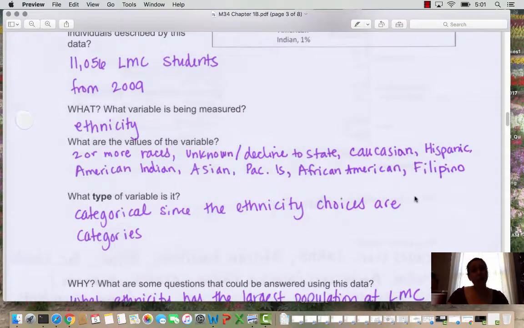This is a categorical variable since the ethnicity choices are categories. A percent is reported as the outcome, but there's not a number answer that a respondent would give. They would choose a category for ethnicity.